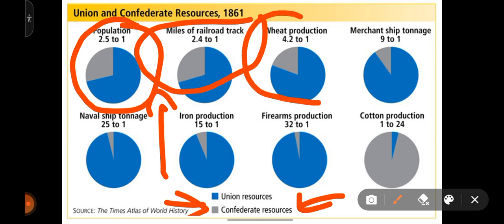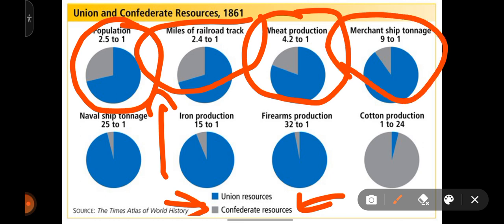Similarly, wheat production. Of course, wheat is a staple diet and soldiers need it. So there was 4.2 times more wheat production in the Union territory. Similarly, merchant ship tonnage, once again, you need to import food, so it was 9 to 1. And naval ship tonnage, of course, the Navy is very important whenever you're propagating a war. So it was 25 times that of the Confederate states.